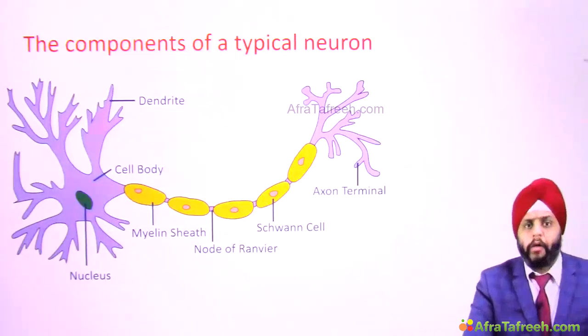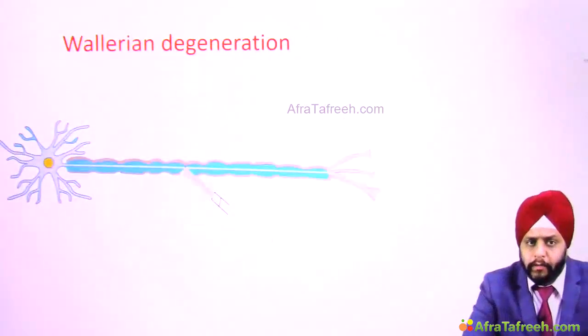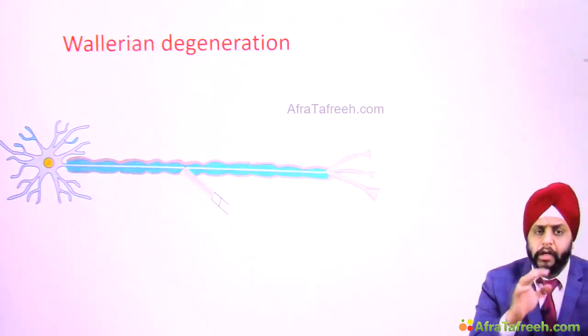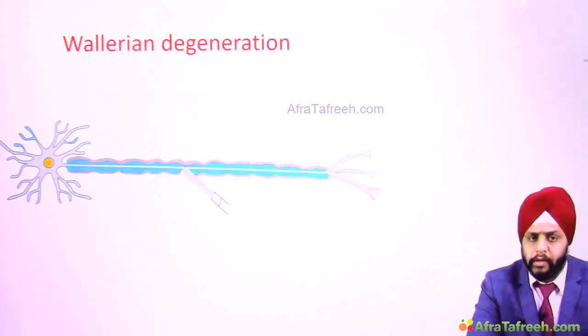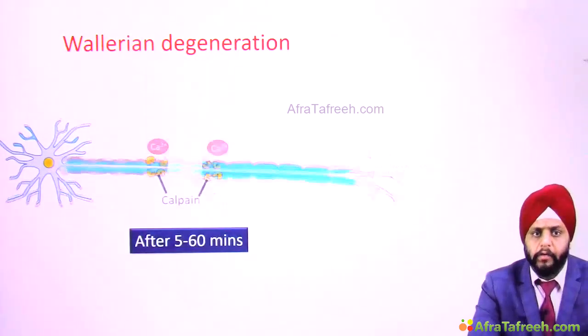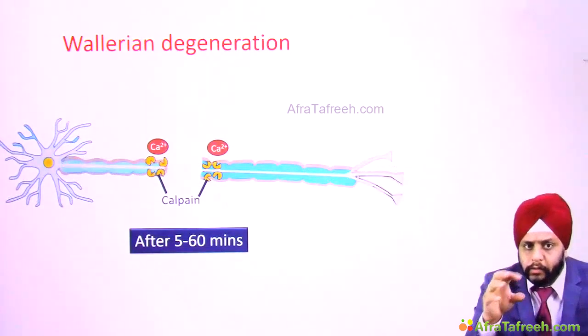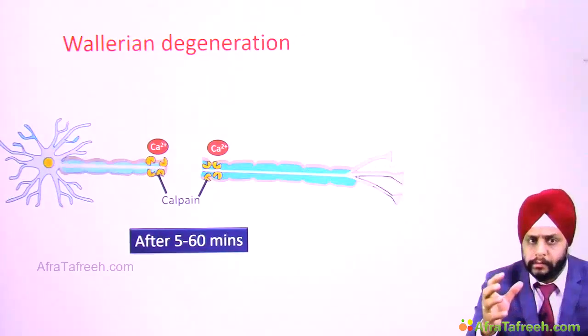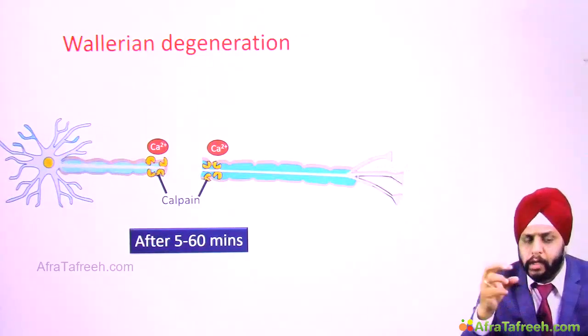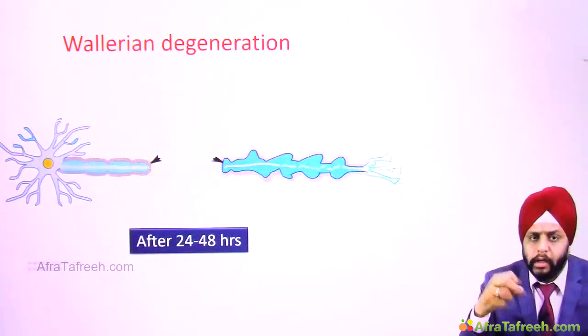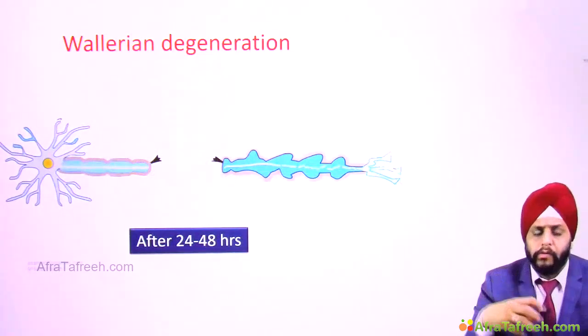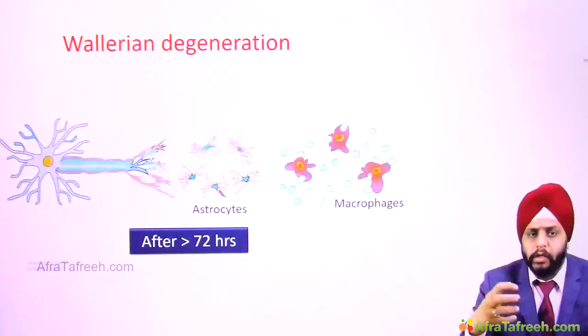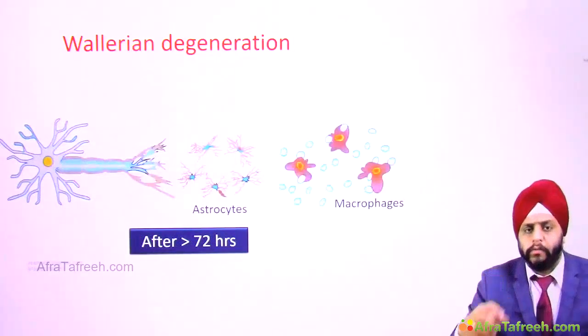Now if I cut this neuron, what will happen? If I cut this axon, what will happen? You see, within 5 to 60 minutes, the calcium is released. These enzymes, the calpain enzymes, are released. And what happens to these cut ends? Slowly, within 72 hours, what do you see?